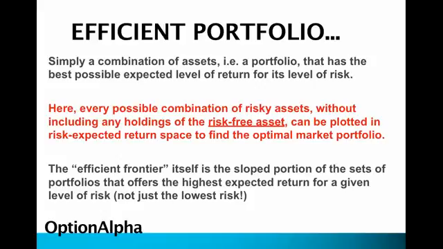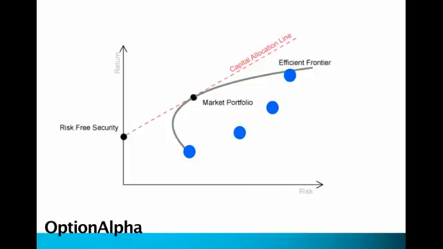This efficient frontier in and of itself is the slope portion that gives the highest expected return for a given level of risk, not just the lowest risk. And that's really important here. We're not talking about the highest return for the lowest risk. We're talking about the optimal point at which each level of risk is equated to a higher level of expected return. So visually on this chart, this is what this efficient frontier looks like.